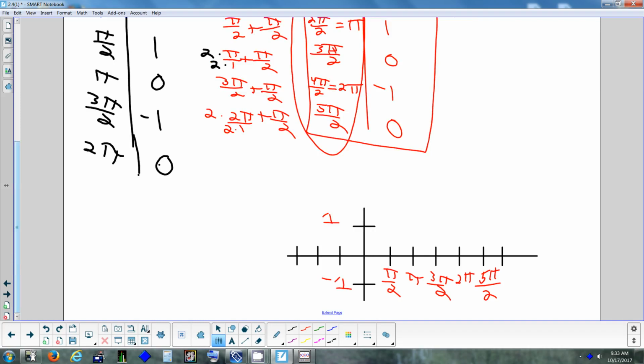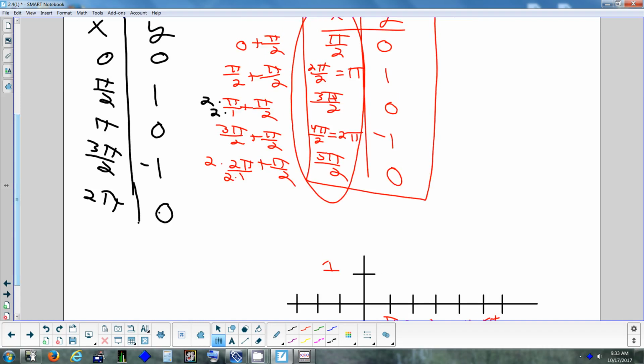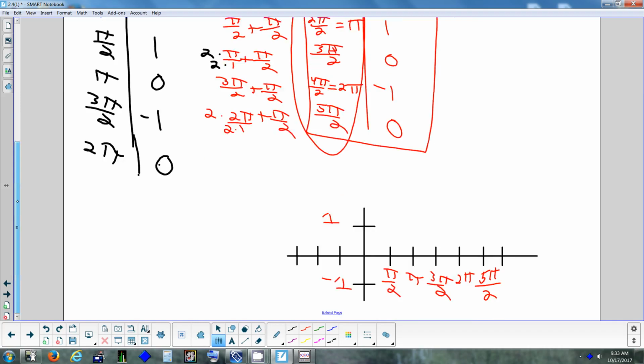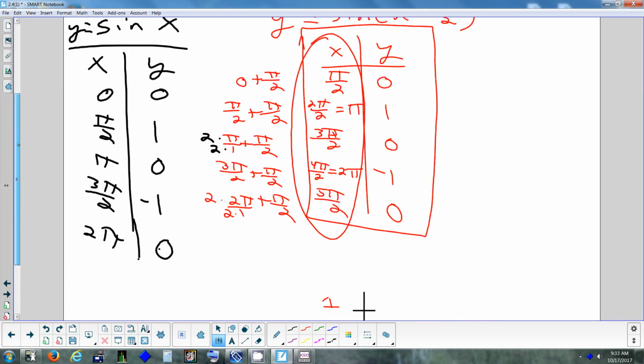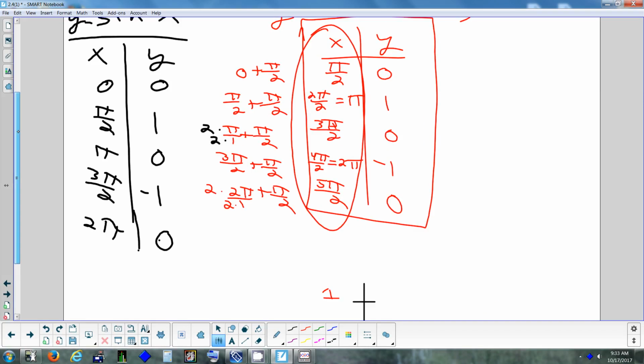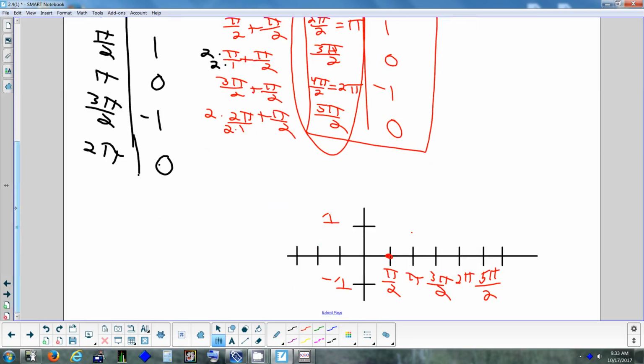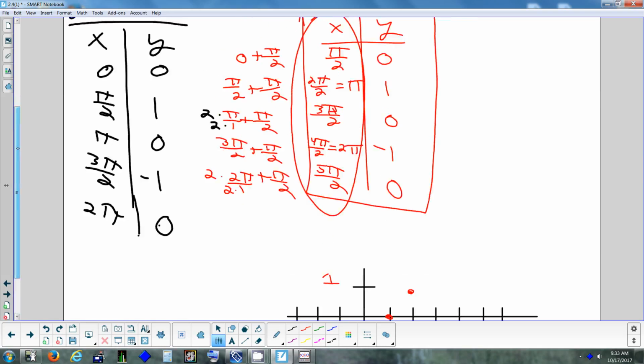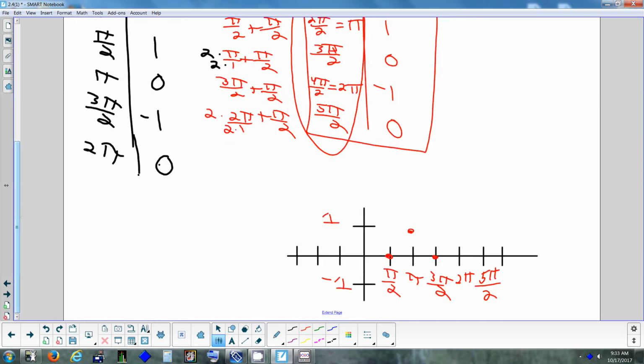Don't label it 1, 2, 3, 4, 5, because your numbers here are awfully messy to work with. Like pi is 3.14, 3 pi over 2, that's 4.7, right? So we don't want to really get into thinking about decimals. And if you do it this way, you don't have to. Okay, so we've got pi over 2, 0. Pi, we're up at 1. 3 pi over 2, back down to 0. 2 pi, you're at -1.